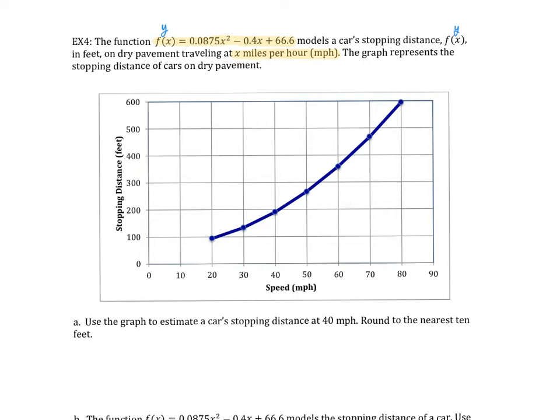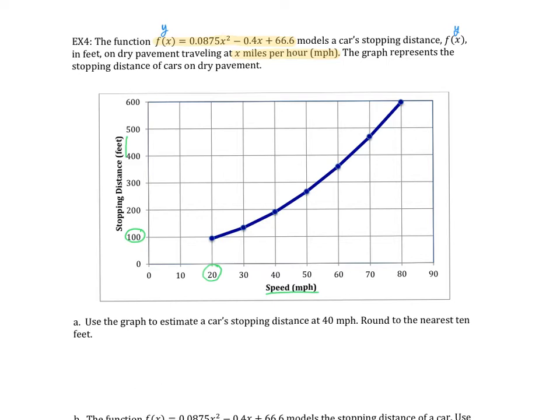This graph represents the equation, which is the stopping distance of cars on dry pavement. Look at the first value here. This graph starts at 20. Remember, that's our x values, our speed in miles per hour. So if you're traveling 20 miles per hour, you need a stopping distance of 100, and here the units are feet. So you would need at least 100 feet to stop. And that's how you read this graph.